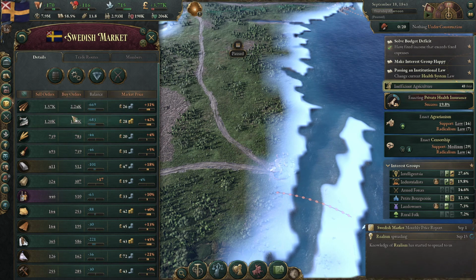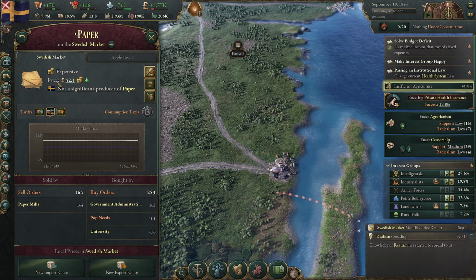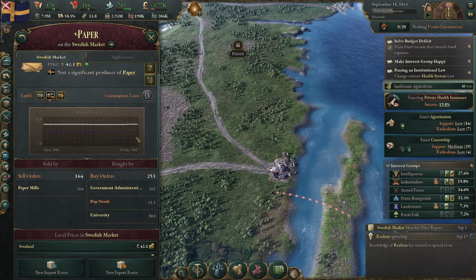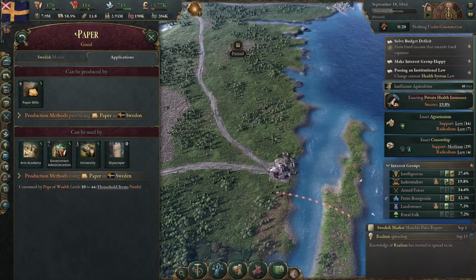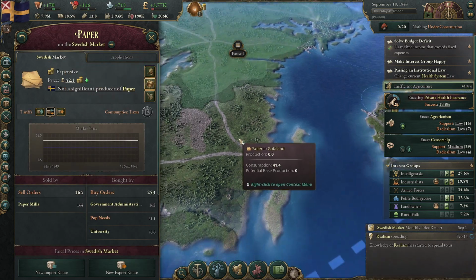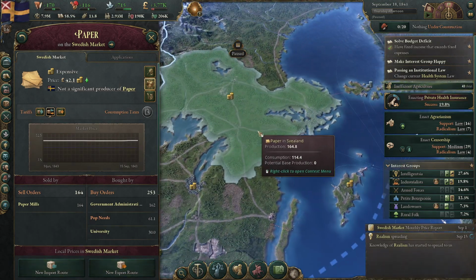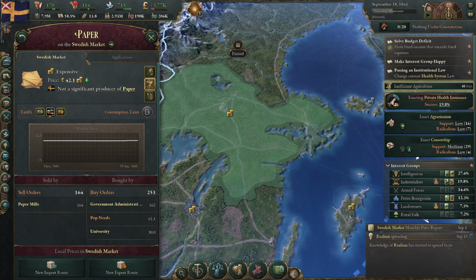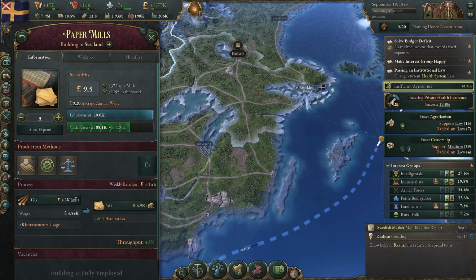I still feel the price of logs is dropping. What we need is paper. Paper is here. Cost of paper is still rising. No potentials on that. Applications. Yeah, you just see. We've got paper production there, paper production 0 there. So we're producing paper in Svealand. Let's see. Can we improve our paper production?